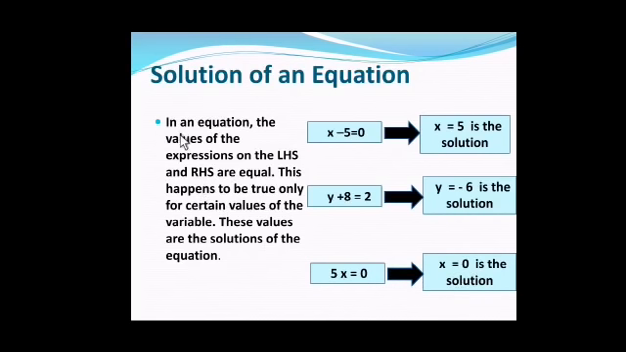Let's see what the definition says. In an equation, the values of the expression on the LHS and RHS are equal. This happens to be true only for certain values of the variable. These are certain values, x equals to 5, y is equals to minus 6, x equals to 0. These certain values are only said to be its solution of the equation.